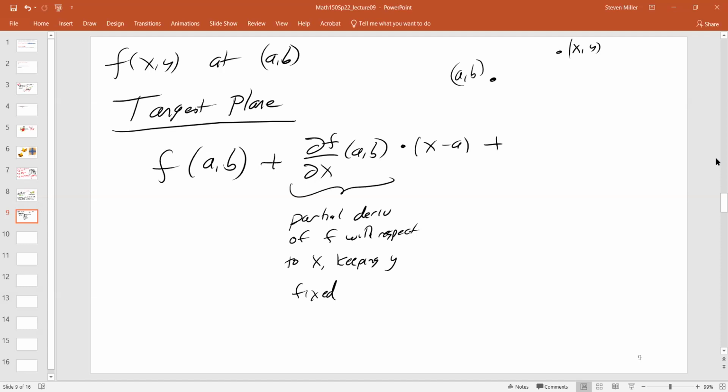And now we have the other direction. So what would the other direction be? So df over dy. Good. Yeah, times y minus b. And so this would be the tangent plane. And then we'll say a function is differentiable if when you subtract the tangent plane, it goes to 0.